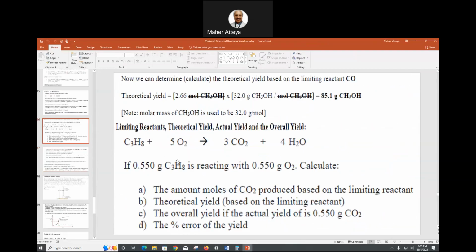that's an example here. This is propane, correct? It's a combustion reaction, a reaction with pure oxygen, giving you CO2 plus H2O. Propane is a gas, similar to natural gas, and it always comes in nature combined with methane. So you can buy propane, you can buy methane. Propane is this amount of grams reacting with this amount of oxygen. Calculate the amount of moles of CO2, theoretical yield, overall yield, and percentage error.